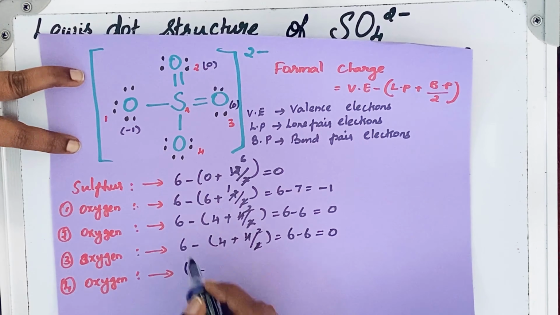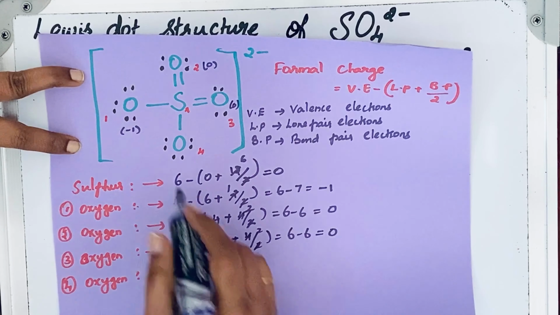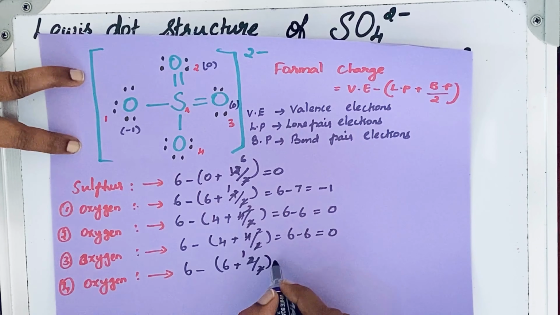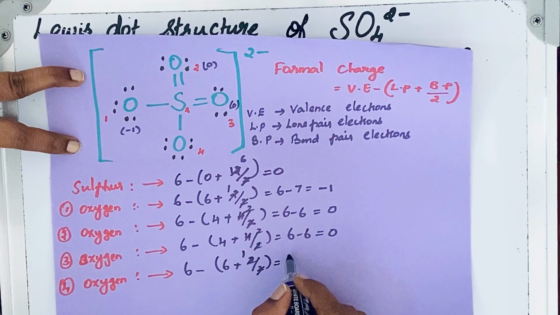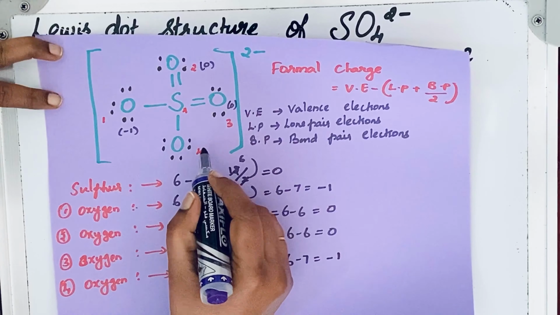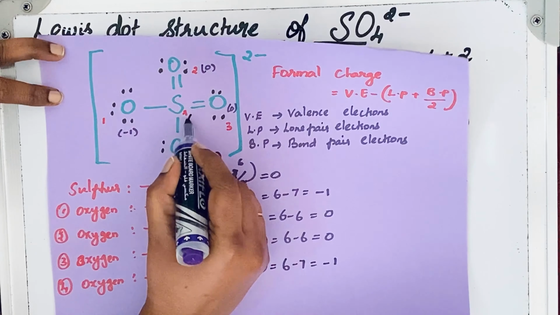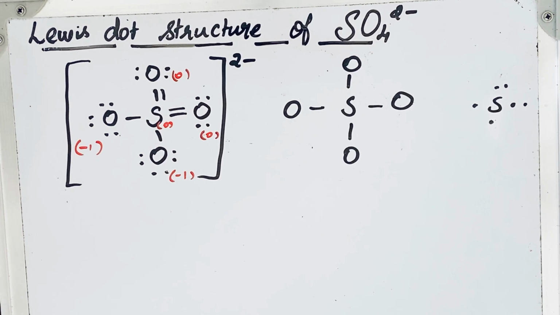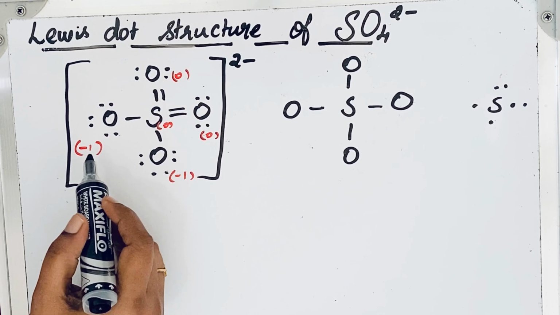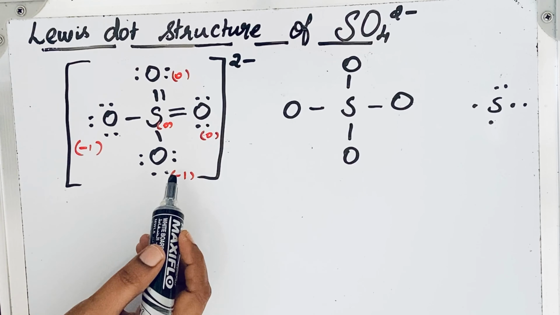So 6 minus, how many lone pairs? See, 6 lone pair electrons plus bond pair only 2. So 2 by 2, that is 1. So 6 plus 1, 7. So 6 minus 7 is equal to minus 1. So for this oxygen atom, the formal charge is minus 1. So for this sulfur also, formal charge is 0. So this is the one with formal charge. Here you can see negative formal charge is in adjacent atom.